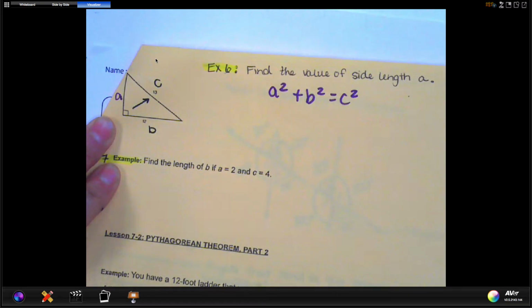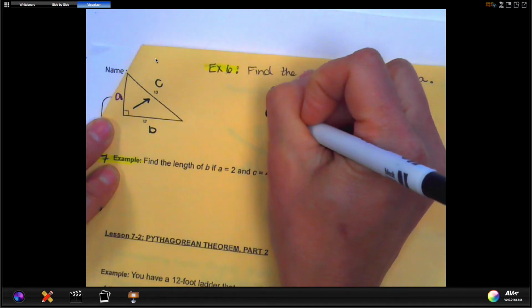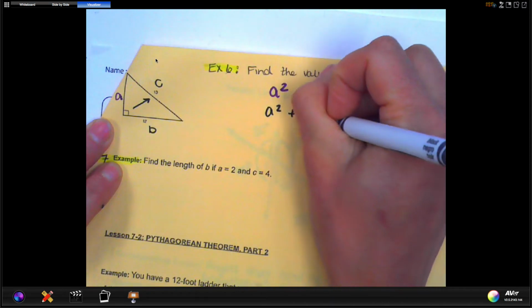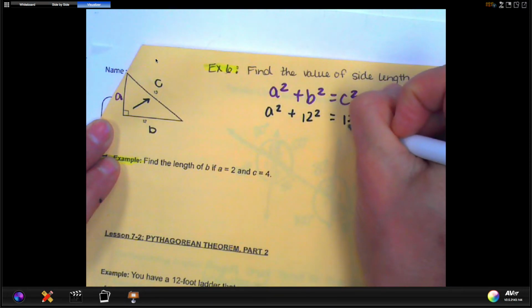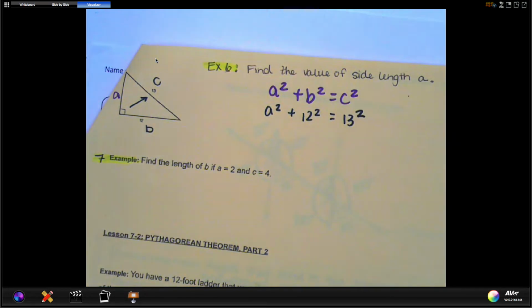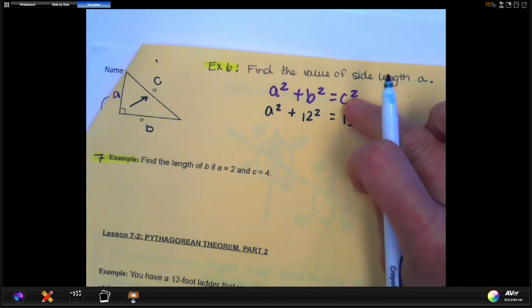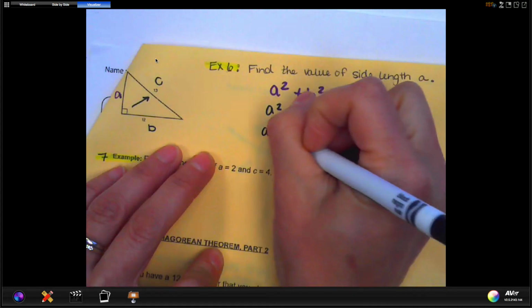Okay, so now what we're going to do is substitute in what we know. So A, we don't know A. We're going to leave it A squared. B is 12, so we'll make that 12 squared. And C this time is 13. We know that one, so we'll make that 13 squared. So this time we know the value on the right side of the equation, so we're going to do it a little bit different. All right, leave A squared alone, so we'll keep that.